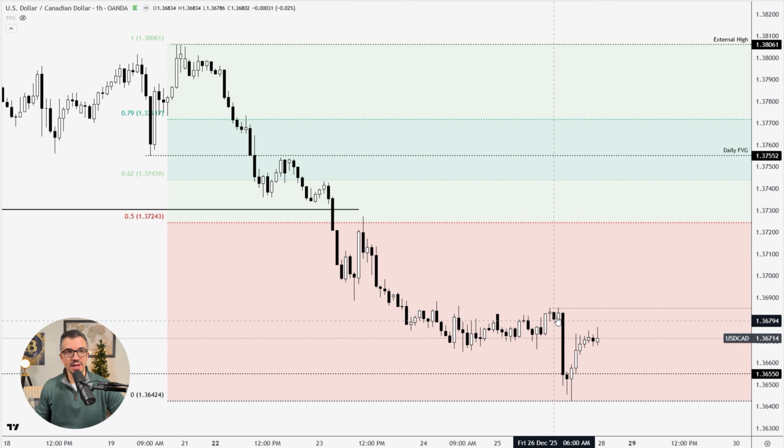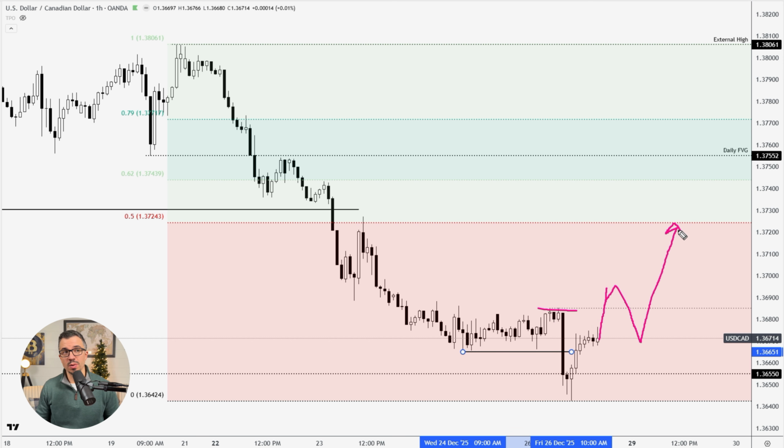internal high. Okay, so acceptance above this high right here, because technically you do have this internal structure last week where you had the low back here. We took that out. We had a break of structure. This is your internal high. So if we were to see the dollar CAD get above here and find acceptance above this high, then technically from there, you have a situation where you could get that push back here into this OTE.